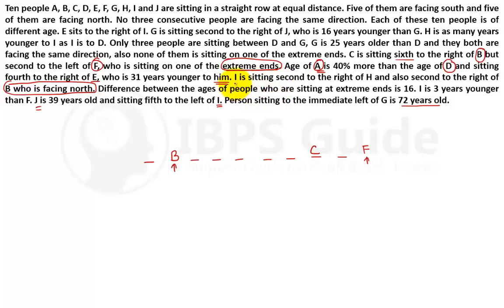I is sitting second to the right of H, and also I is sitting second to the right of B. So B is here, 1, 2. Whose position is this? I. Now again, I and H have a related term given: I is sitting second to the right of H.